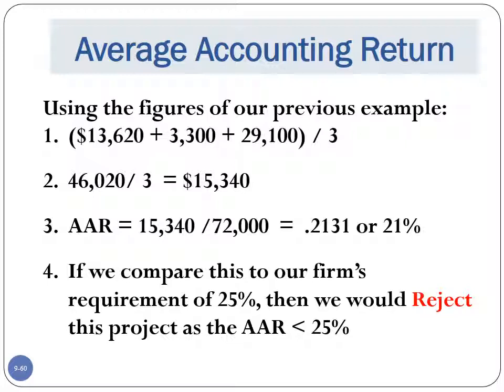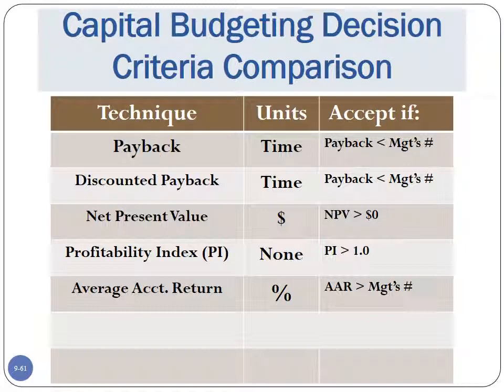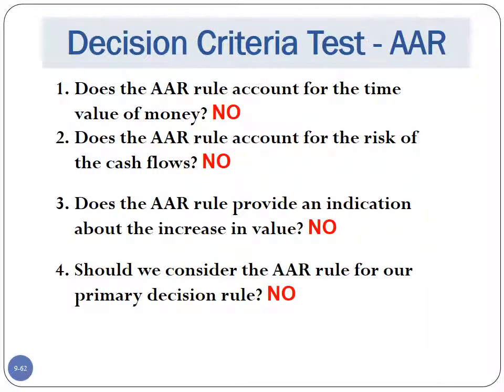You can see the details of this. I'm not going to go into a lot of detail on this. You can read about it in your text because I really want to focus on net present value and internal rate of return. Not many companies use this. If the average accounting return percentage is greater than management's number, then we would accept. However, the average accounting return has a lot of weaknesses, which is why it's not widely used.